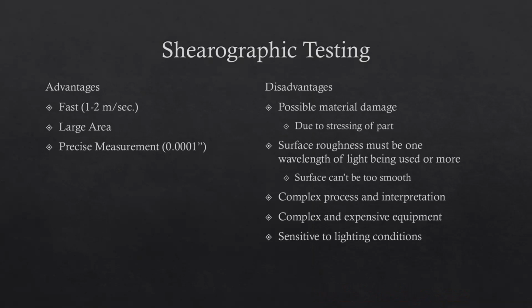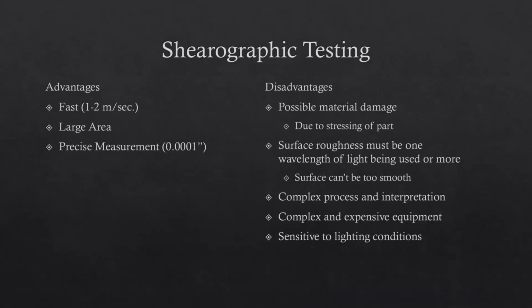So shearographic testing, just like holography, has its advantages and its disadvantages. One advantage, this is very fast. We can do a 1 to 2 meter square area per second. So 3 feet by 3 feet every second. So you can see it's pretty fast. So it's a large area. It's another very precise measurement. It can do better than 1/10,000th of an inch.